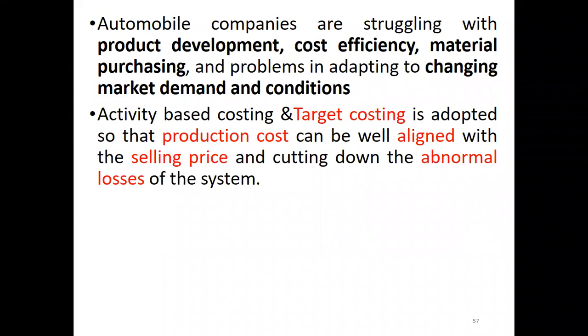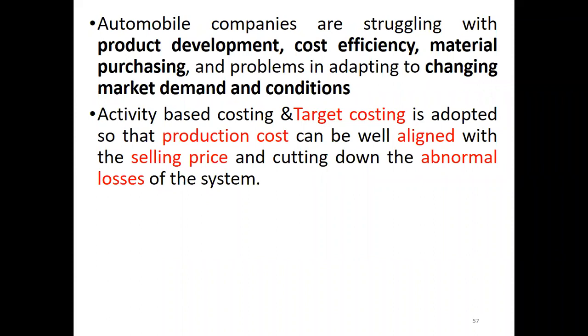Now, see, automobile companies are struggling with product development, cost efficiency, material purchasing, and problems in adapting to the changing market demand and market conditions. So these are the challenges in front of automobile industries, where the cost factor is there. Activity based costing and target costing is adopted so that production cost can align well with the selling price.